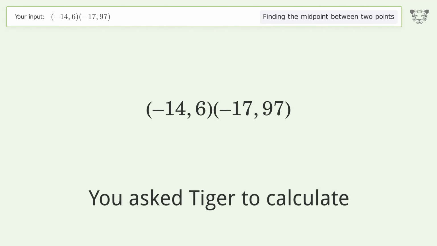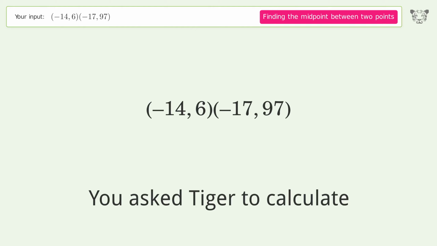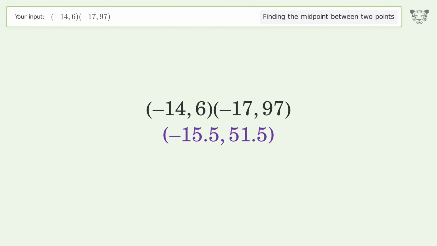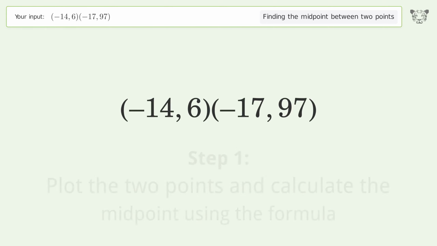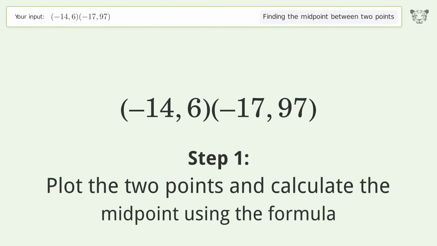You ask Tiger to calculate. This deals with finding the midpoint between 2 points. The midpoint between the 2 points is negative 15.5, 51.5. Let's solve it step by step. Plot the 2 points and calculate the midpoint using the formula.